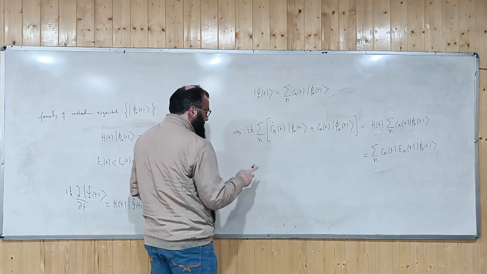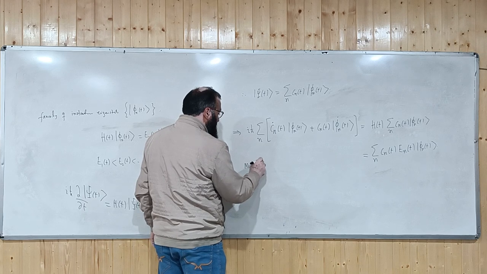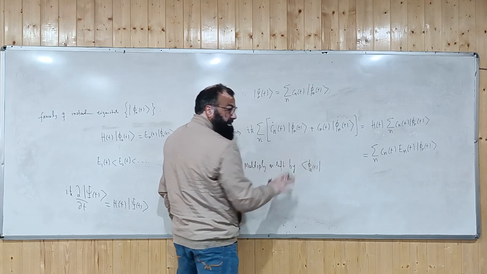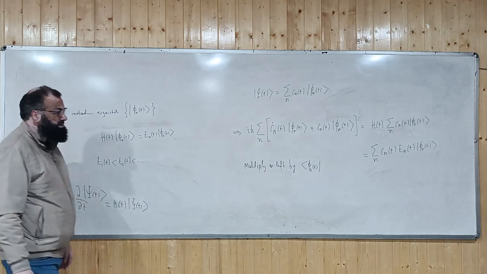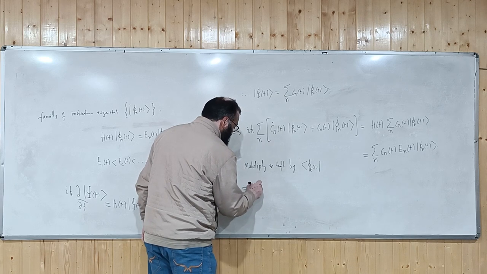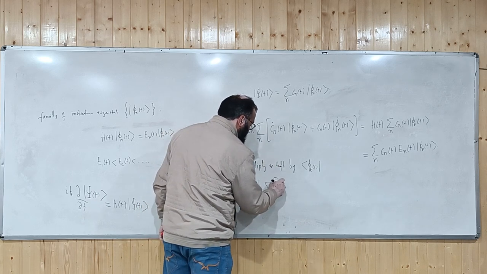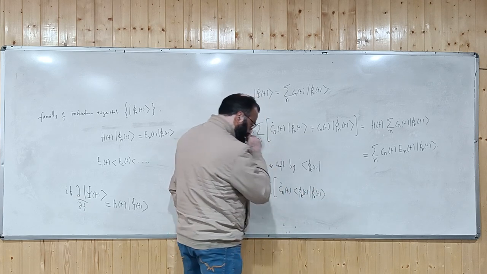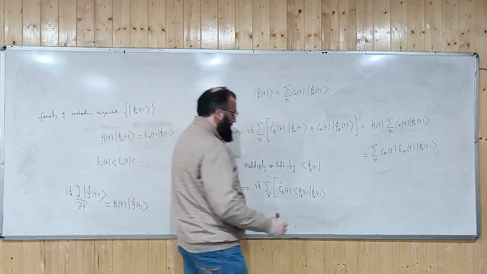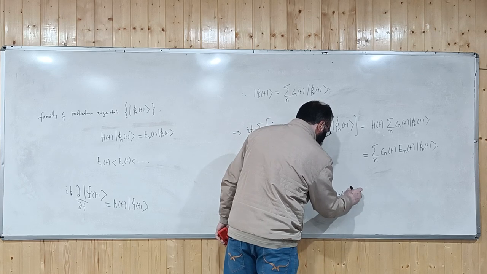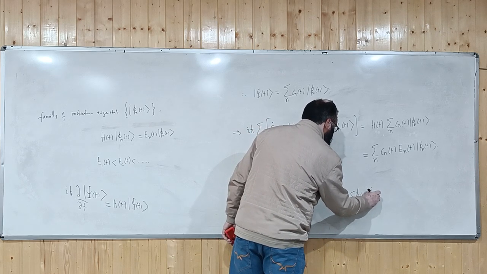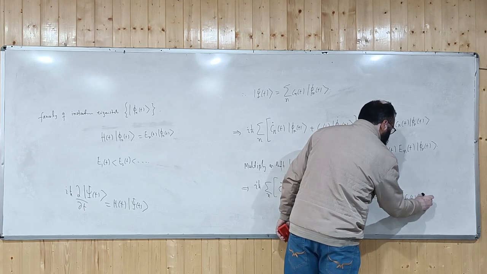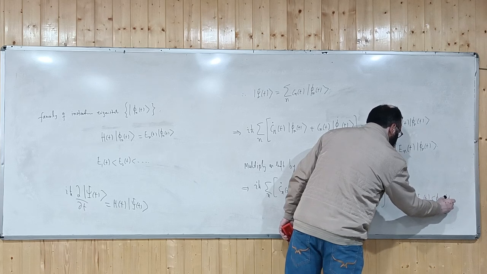Let's multiply on the left by phi k, where phi k belongs to this set of instantaneous eigenstates. It implies i hbar, sum over n, c dot n of t, phi k of t, phi n of t, plus c n of t, phi k of t, phi dot n of t, which is equal to the sum over n of c n of t, E n of t, phi k of t, phi n of t.